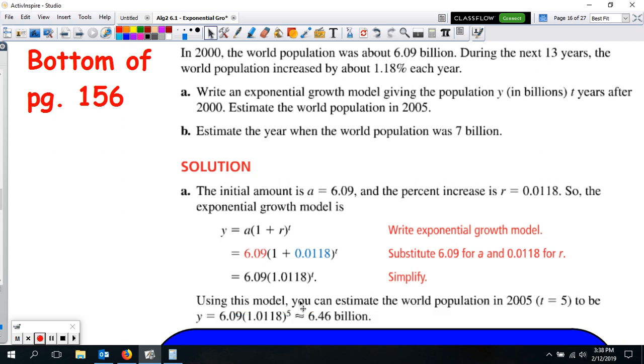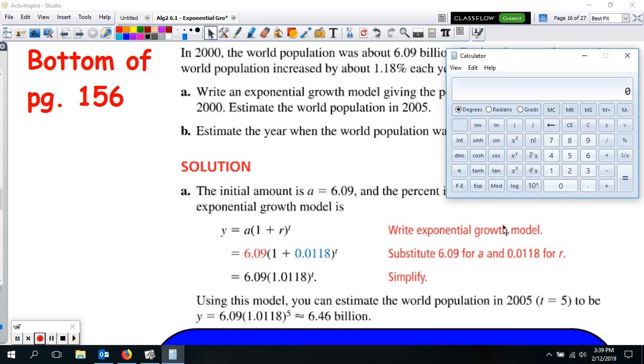Then it says to estimate the world population in 2005, which is 5 years later, so t would be 5. So you plug in 5 for that, and then we would just use a calculator to figure that out. So if we did that in the calculator here, we would want to first figure out what this to the 5th power is.